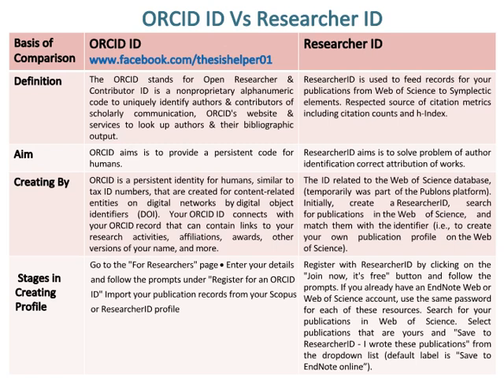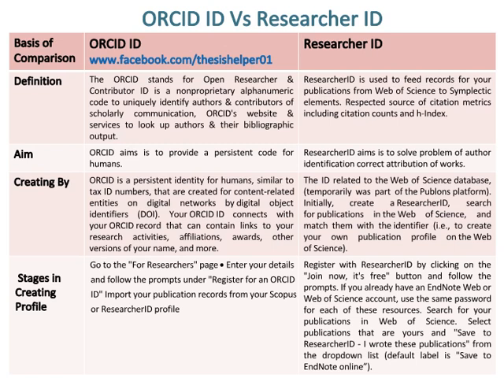ORCID aims to provide a persistent code for humans, whereas Researcher ID aims to solve the problem of author identification and correct attribution of works. ORCID is a persistent identity for humans, similar to tax ID numbers, that are created for content-related entities on digital networks by Digital Object Identifiers, DOI.